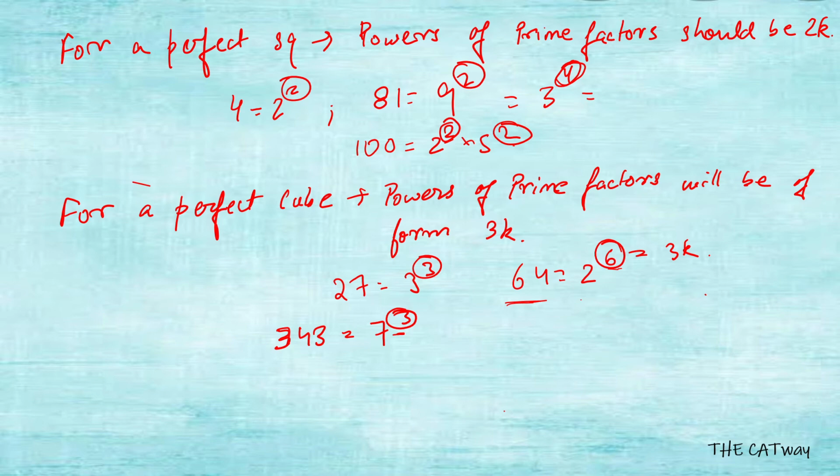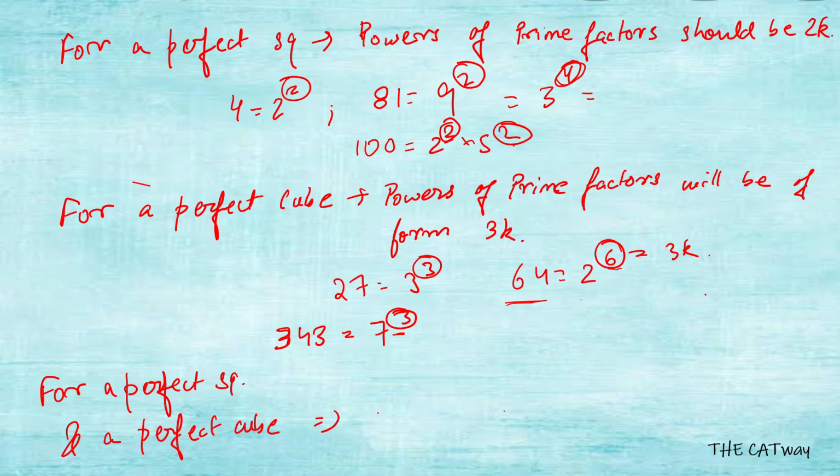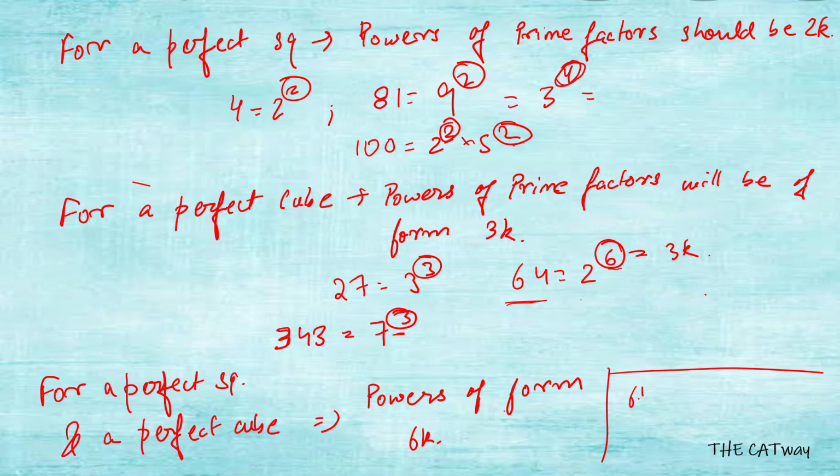Now for both a perfect square and a perfect cube, the powers of prime factors are of the form 6k. As you can see in the example, let's take 64. You know it is 2 to the power 6. 6 is 2k also and 6 is 3k also. So it is both a perfect square and a perfect cube. Let's talk about 729. 729 is 3 to the power 6. So it is both a 2k and a 3k form.